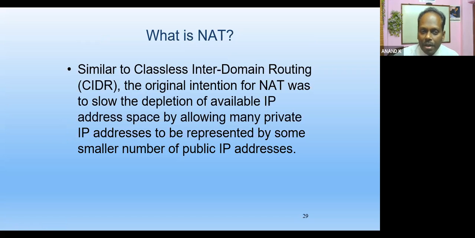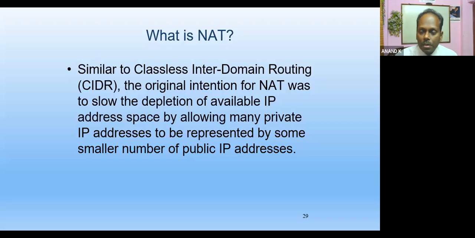The original intention for NAT was to slow the depletion of the IP. You may ask why we can't directly give public IPs to all the devices in the network. If I start giving each and every one a public IP, you know how many public IPs are available? 2 power 32. That is only 4 billion. It's nothing more. In the world, the population itself is more than about 10 billion. So no one will get.